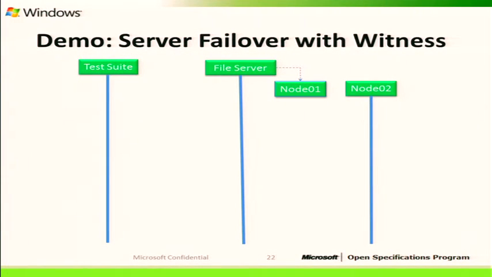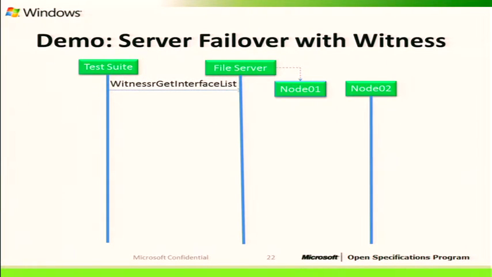Now I will give a demo about the server failover with the witness service. Our test suite acts as the SMB client and the witness client. A two-node cluster is running as the SUT server. On that cluster, we have a file server role enabled. And currently, the owner of the file server is node 1.